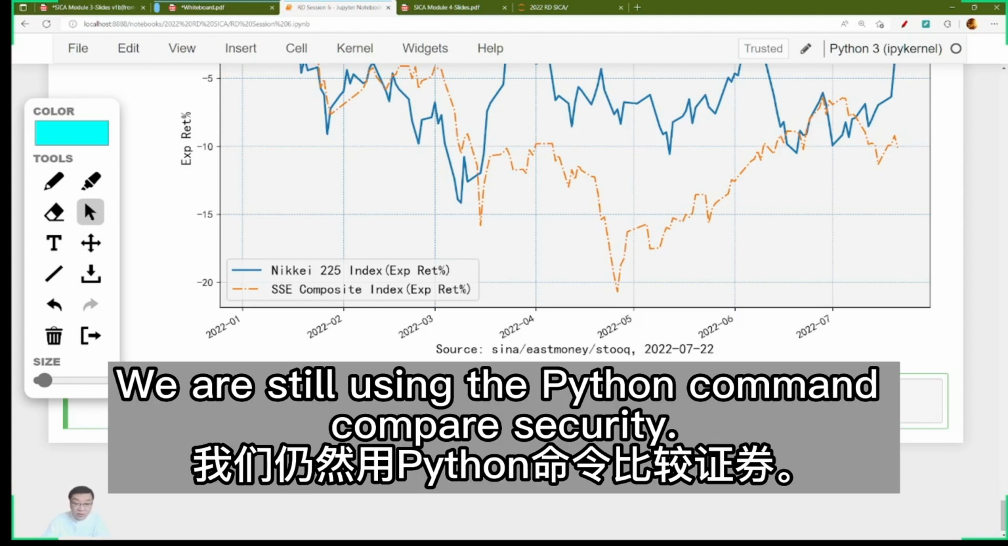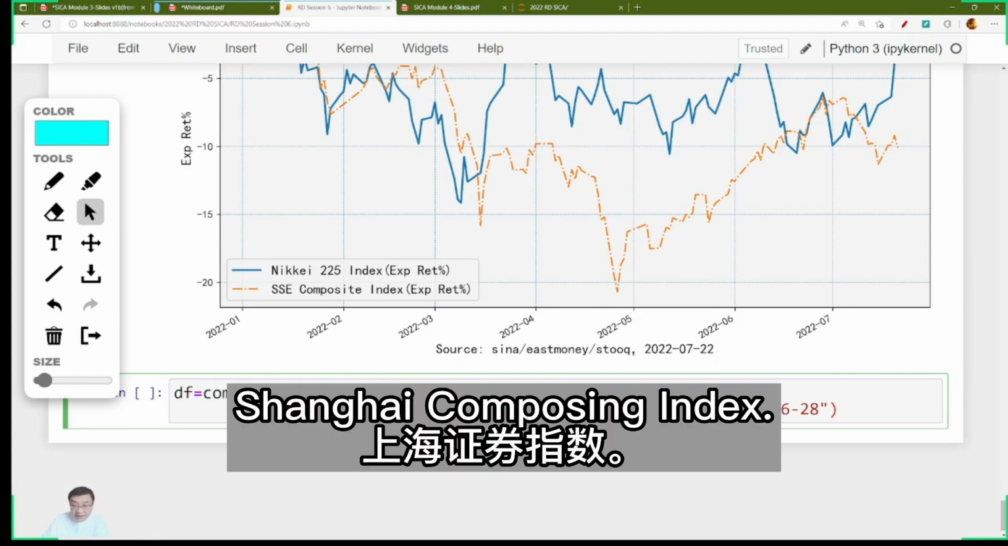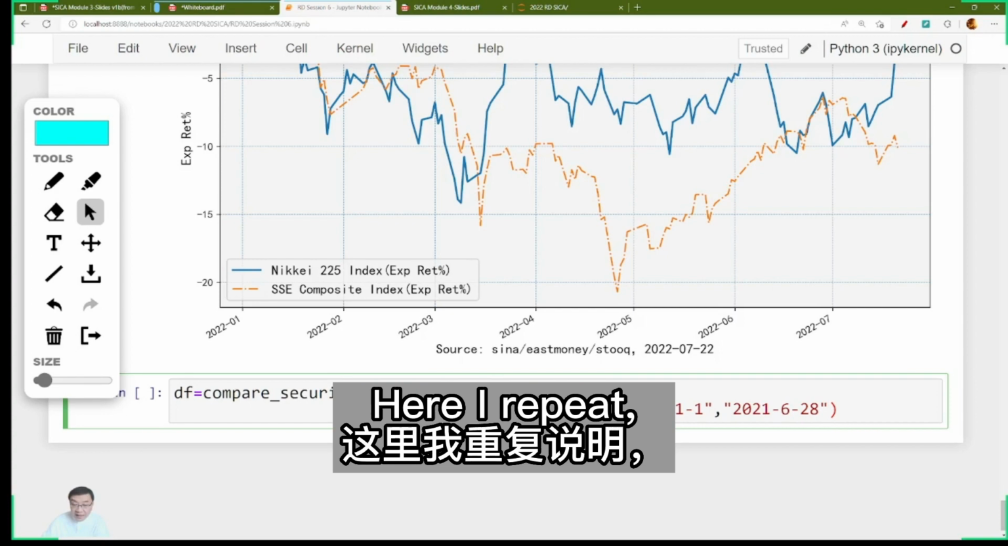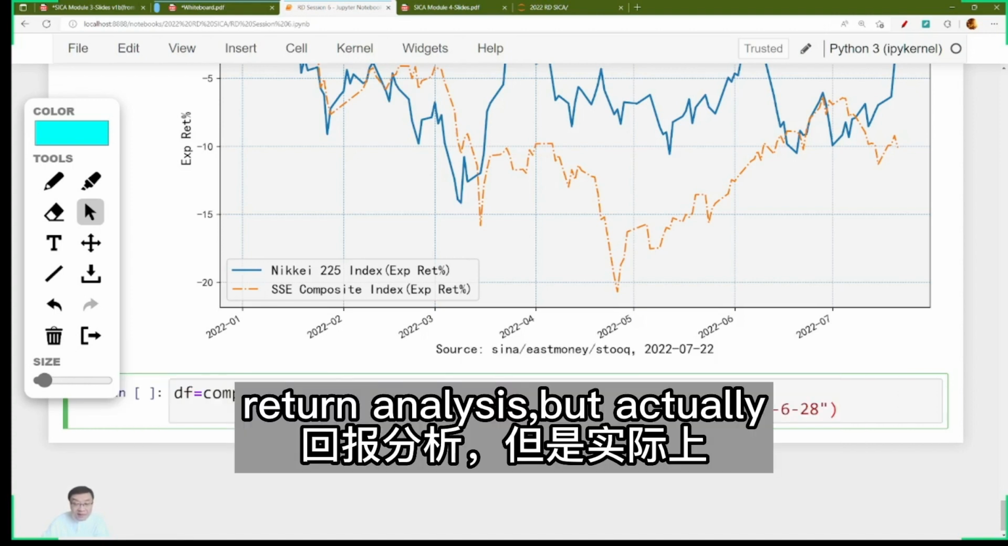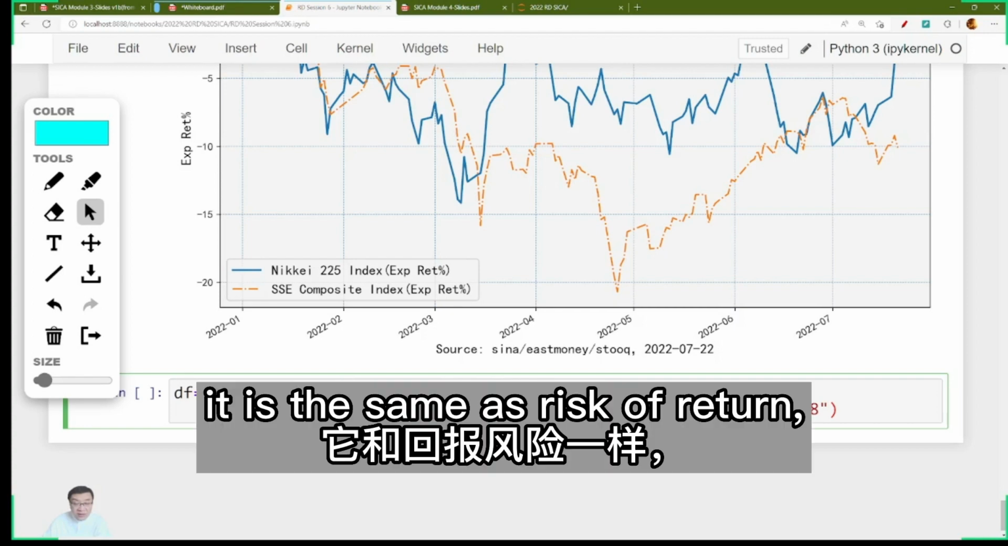We are still using the Python command compare security. This is for Shenzhen Component Index, and this is for Shanghai Composite Index. And this is the name of the measurement called annual return volatility. Here, I repeat, annual means we are using a periodic method. Here we are doing return analysis, but actually we are doing volatility analysis. The volatility of return is the same as risk of return.